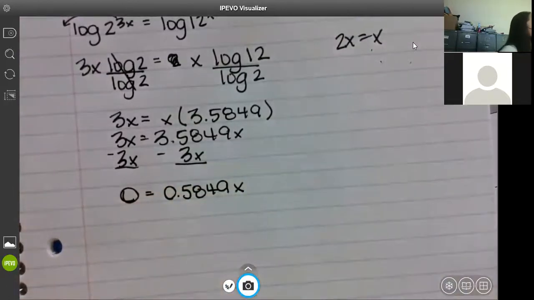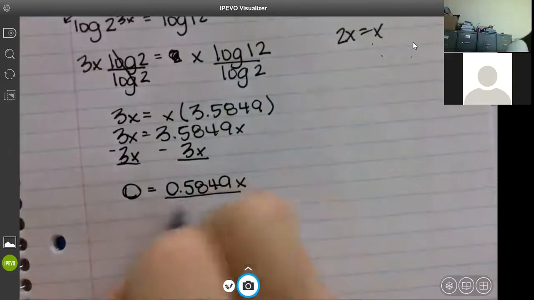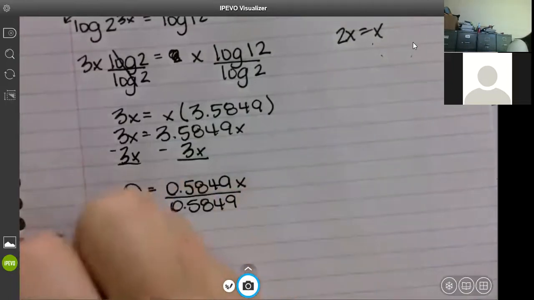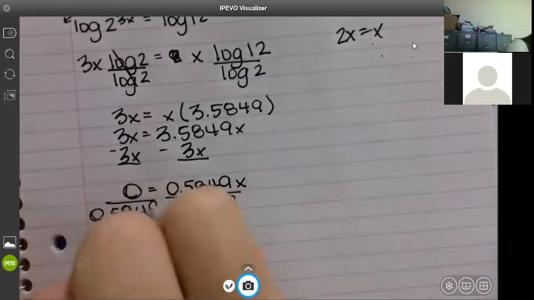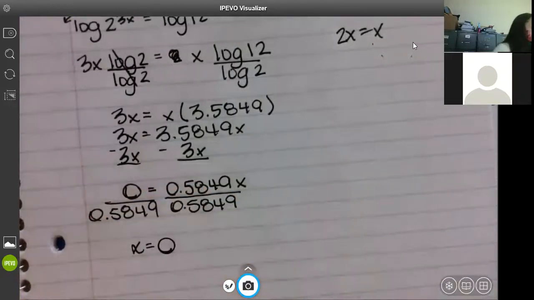0.5849. Guys, don't lose yourself. It's simple math. It's algebra. It's not hard. It's just decimals. How do I finish solving for x? Divide. And I get x equals 0. Y'all, that's it. That's all you do. Okay, so don't stress out too much.